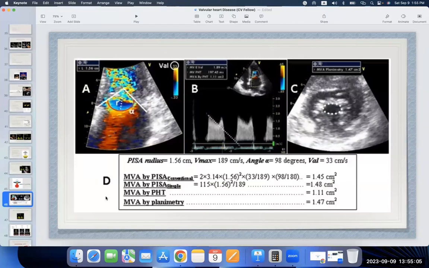This is an example. So you will see here that this PISA has been calculated both ways, the simple way without correction and with the correction. The correction will always be less than the regular way.